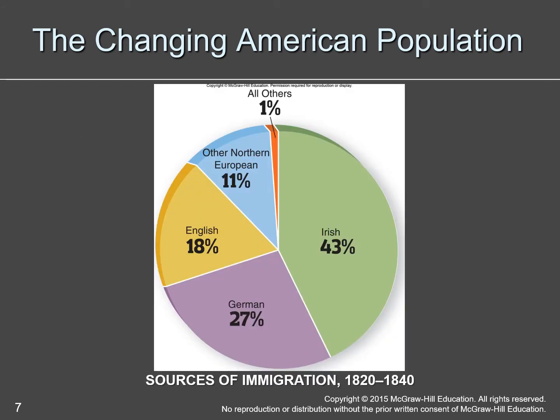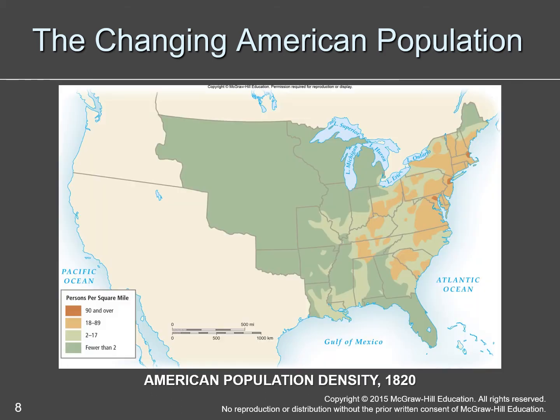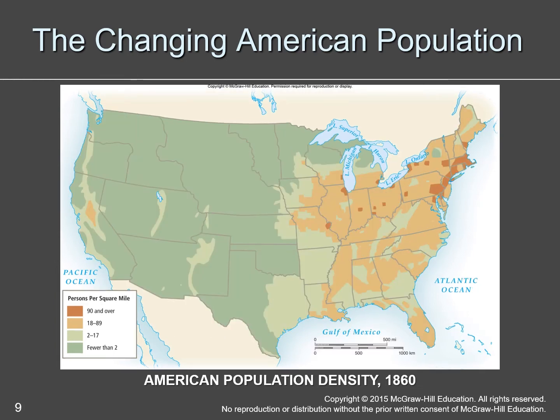This graph, a pie chart, gives you a sense of the German and Irish. So you can see if you add that up, 70% of the immigrants coming over from 1820 to 1840 were either German or Irish. This is the settlement patterns and the density in terms of where they lived. Then by 1860, you can see that in the Northeast in particular, there's a lot more people that have come there.